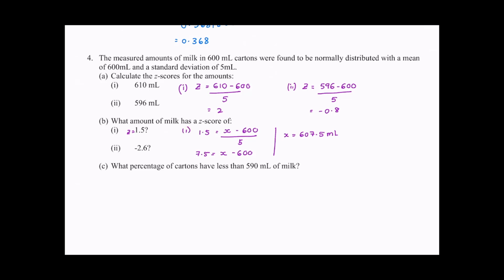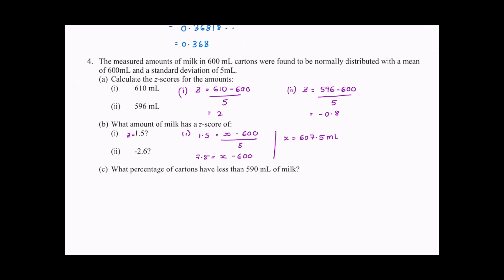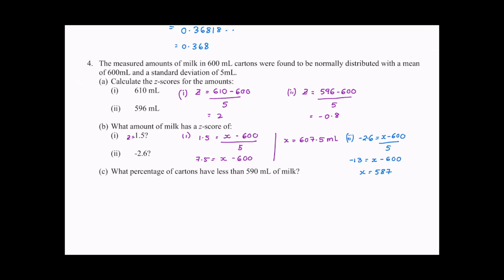You might want to try and do it yourself by pausing the video and having a go. So if you got 587, you know you've done it correctly. And the last question says, what percentage of cartons have less than 590 milliliters of milk?